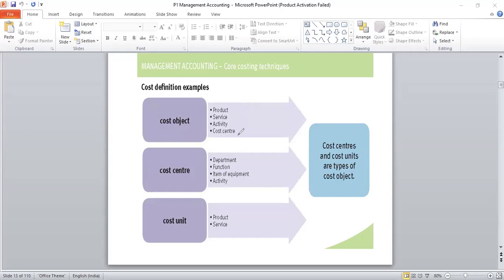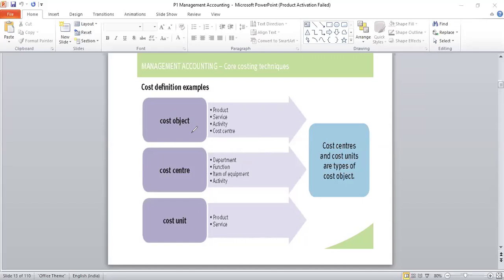What is a cost center? Cost center is a place in an organization or an activity in an organization wherein the cost can be accumulated. That is a department, a function, or item of equipment or an activity. Then what is a cost unit? It could be a product or a service. Cost centers and cost units are types of cost object.